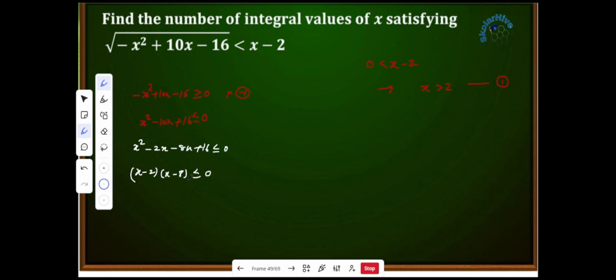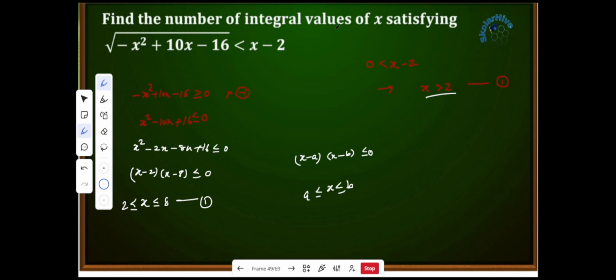If you recall, we have already seen that for an inequality like this, where it is less than or equal to, we can directly say that if (x minus a) into (x minus b) is less than or equal to 0, then the x value will be less than or equal to b but greater than or equal to a. So from here we can say that x is less than or equal to 8 but greater than or equal to 2. It means we are getting values of x between 2 and 8, but from the first condition, we are getting x to be greater than 2.